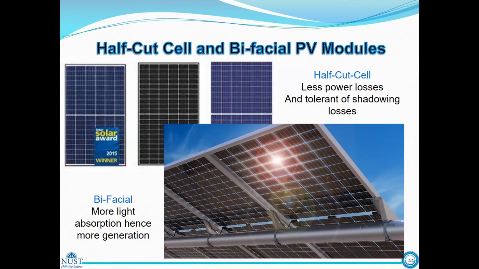along with the bifacial. If we talk about only half-cut cell, they can have less power losses as the cell area has been reduced, and they are more tolerant to shadowing losses as there are multiple strings connected in parallel. So if one is shaded, the other will be working. Bifacial can also give us enhanced performance as we can receive irradiance from both sides: from the top side, direct or global irradiance, and from the back side, the diffused one.